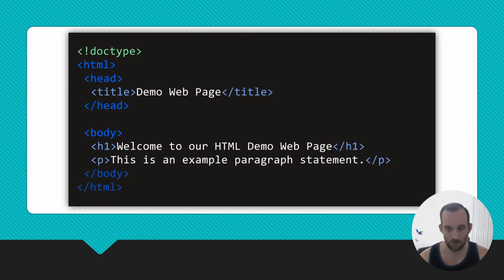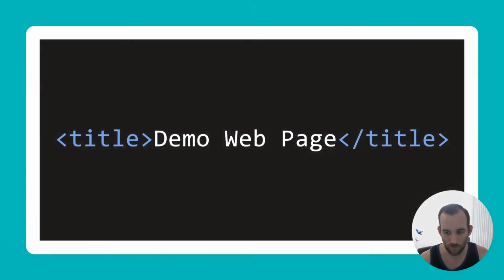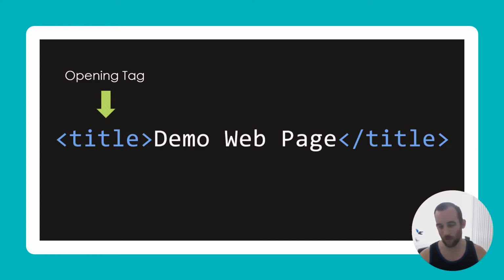So let's take a look at the title. As you can see here, actually there are two tags. The one on the left with the left caret and right caret is called an opening tag. You always need an opening tag. The white text in the middle, demo web page, is what we want displayed. And in order for the browser to know we only want this text to be the title, you have to have a closing tag, and that's what is displayed on the right with a backslash.